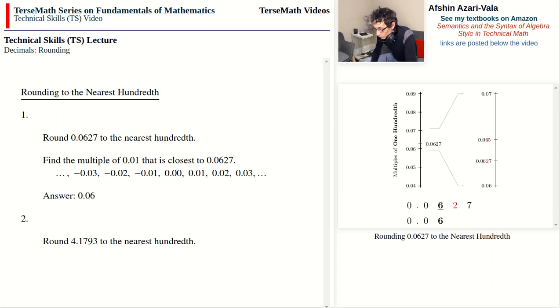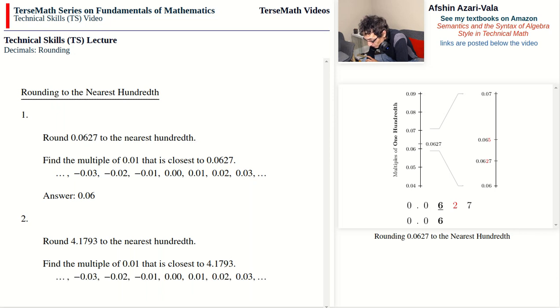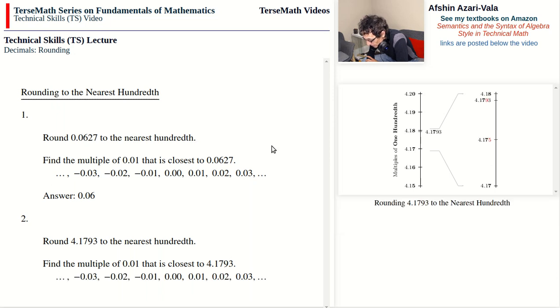Problem 2, round 4.1793 to the nearest hundredth. Now we have to find the multiple of 100th that's closest to 4.1793. And here is the image. Now here, we are jumping in steps of 100th, and therefore 4.1793 is in between 4.17 and 4.18.